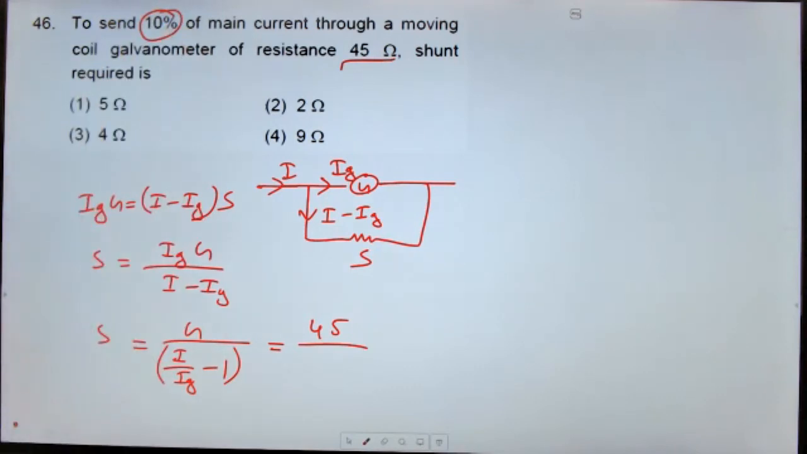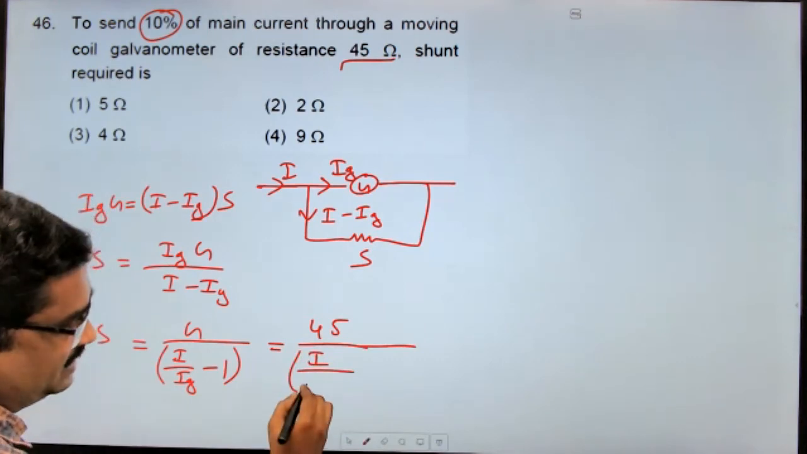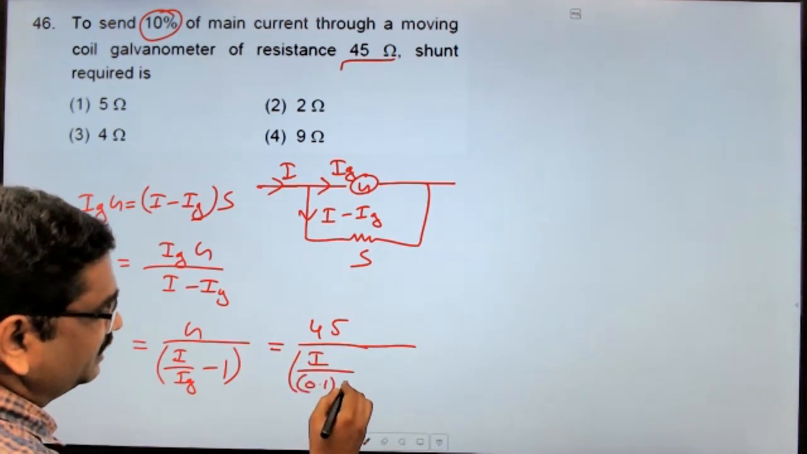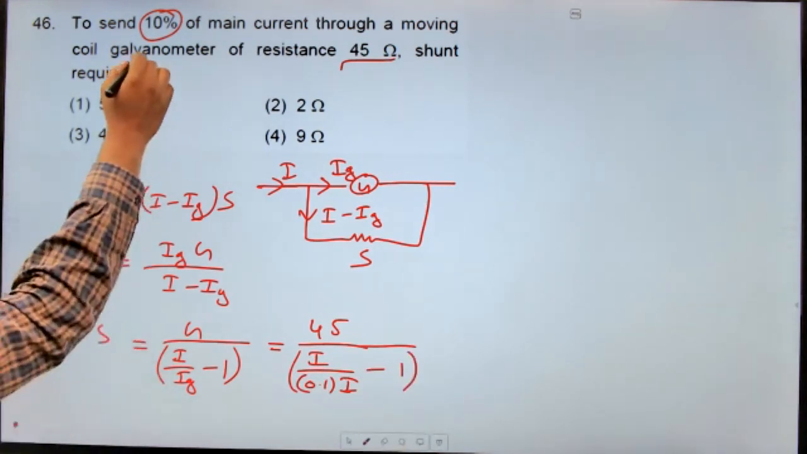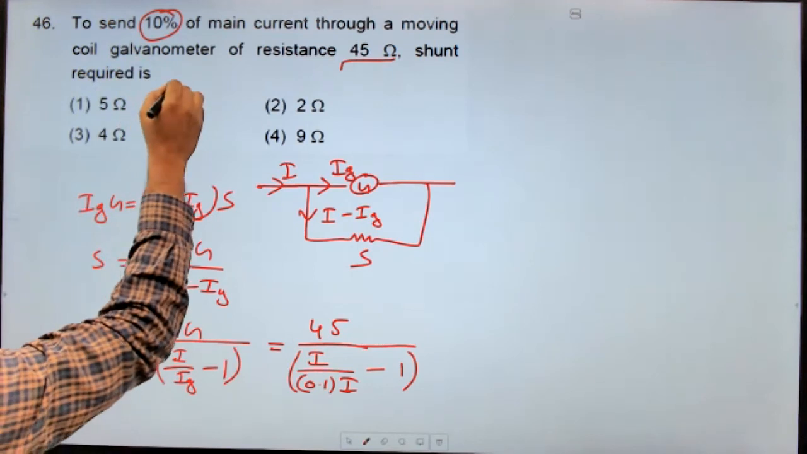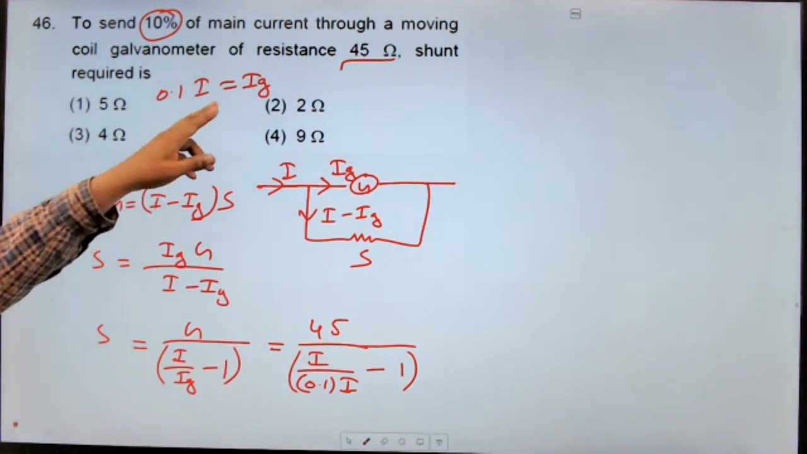Only 10% of the total current is passing through the galvanometer. That means I by Ig value is how much? So 10% of total current is passing through the galvanometer. That means Ig value is 0.1 into I. He said that 10% of total current, that means 0.1 into total current is passing through the galvanometer. So Ig value is how much?